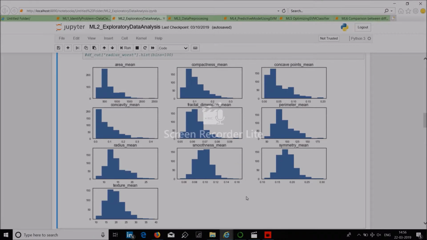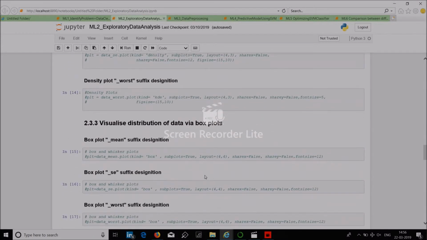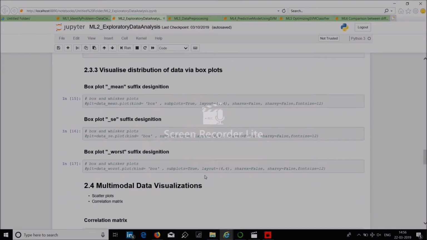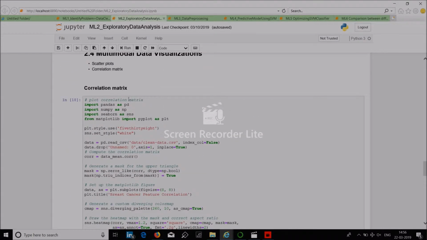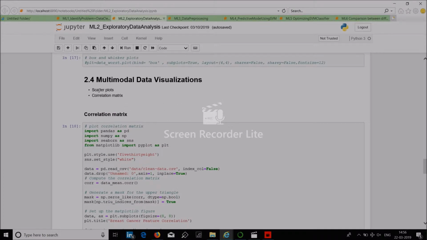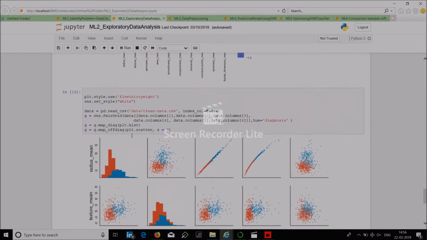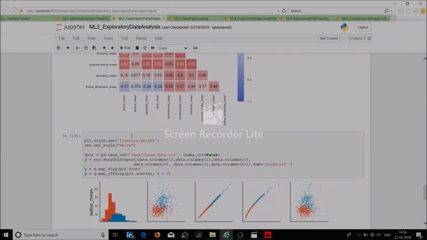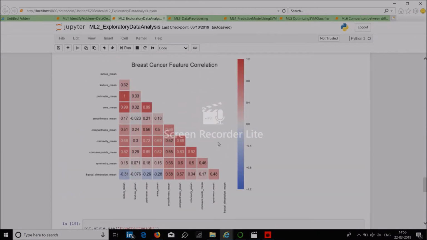Observation. Next, we use multimodal data visualization. What we do in multimodal data visualization is separate malignant and benign cells using red and blue marks. We use scatter plots and correlation matrix methods for this. This is the correlation matrix method.